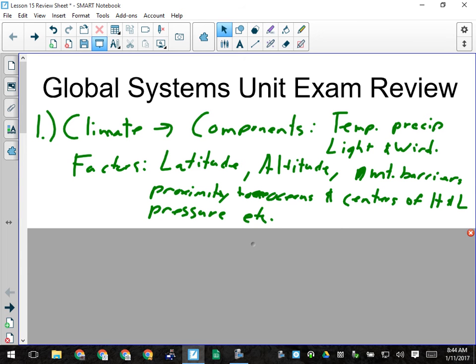And then, of course, you need to know the factors. You need to know about latitude, altitude, mountain barriers, proximity to oceans, centers of high and low pressure, etc. So there's definitely going to be some multiple choice about this topic. There is also a written response item about this topic. Here's how it's going to go.